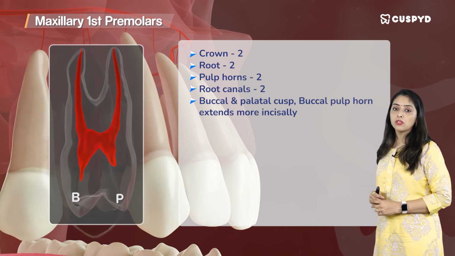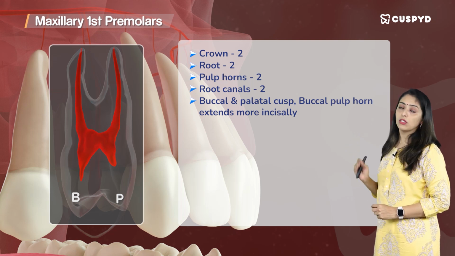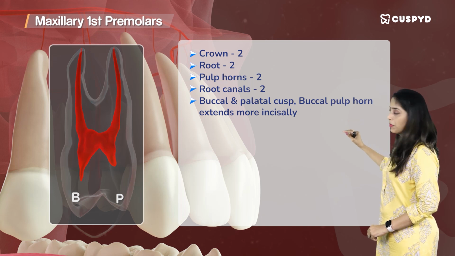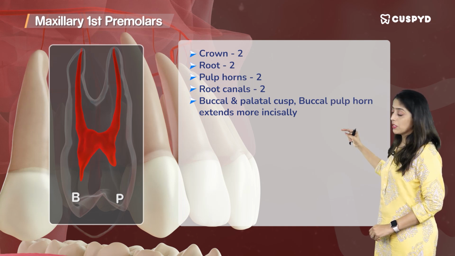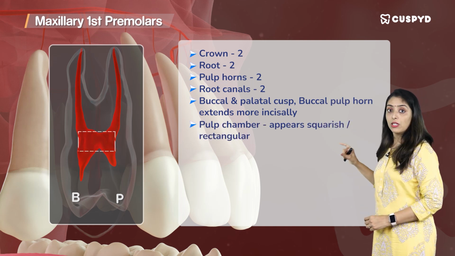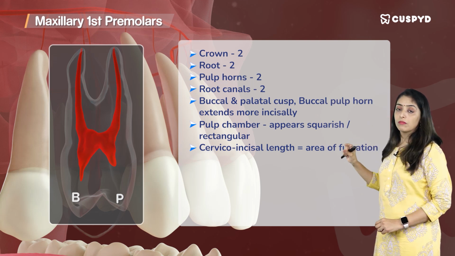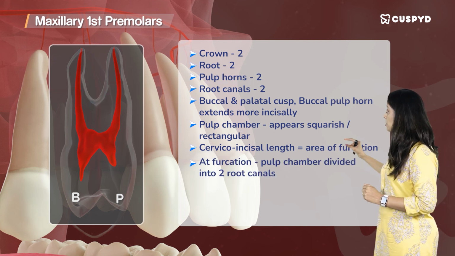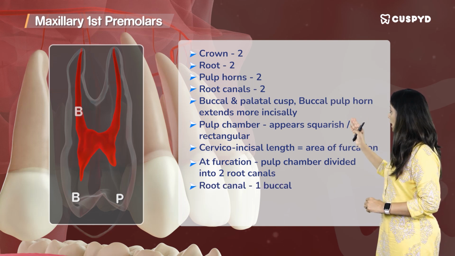The pulp chamber appears to be squarish and has its roof coronal to the cervical line. So, when you look at the crown of the tooth where the cervical line is located, slightly below it, because it is a maxillary tooth. So, the roof of the pulp cavity will be slightly more coronal to the cervical line. The pulp chamber is more rectangular in its dimension. It has a cervico-incisal length equivalent to the area of the furcation. At the furcation area, the pulp chamber will divide into two root canals. The root canals are one buccal and one palatal.